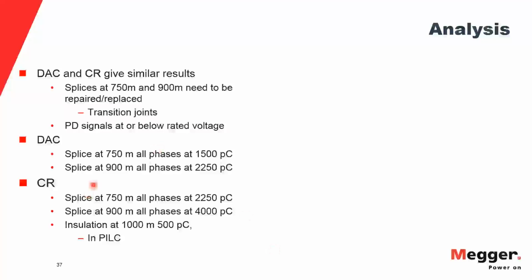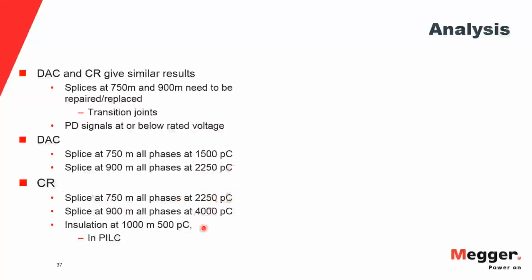So the VLF sine technology, though, gave us a false good reading. It showed the splice at 750 meters only on phase C, and it only had a value of 80 picocoulombs. Now, in this case, we had some very low background noise, but 80 picocoulombs is within the range of what would be background noise in typical field conditions.